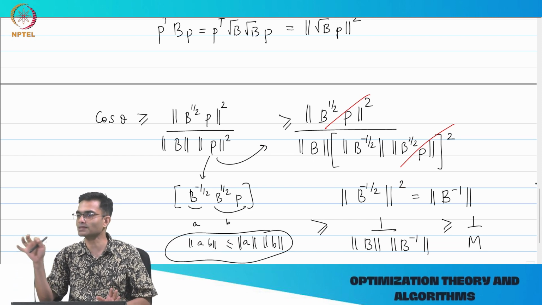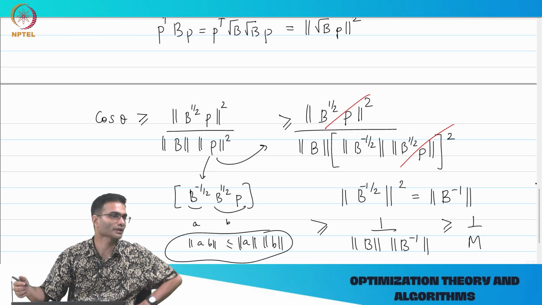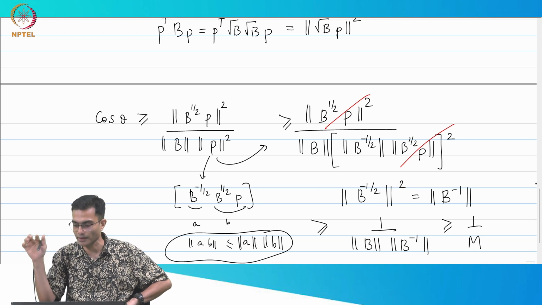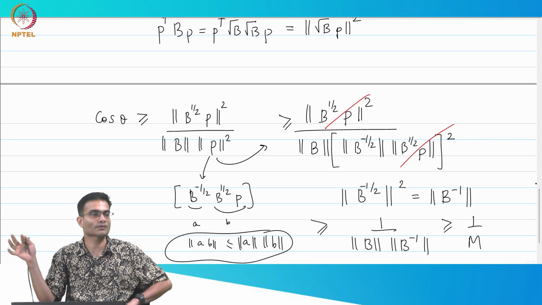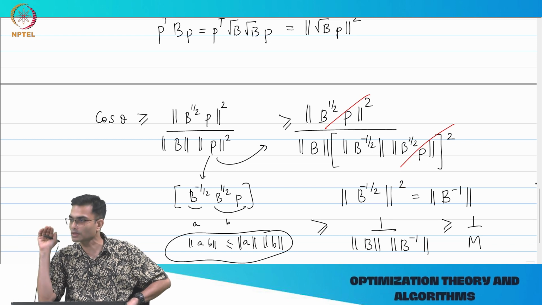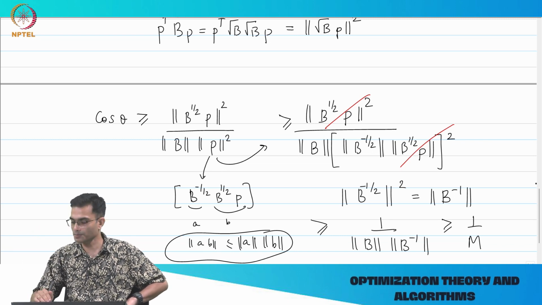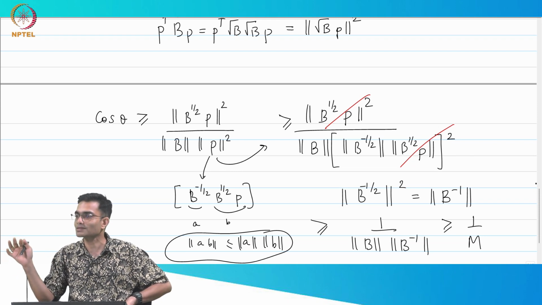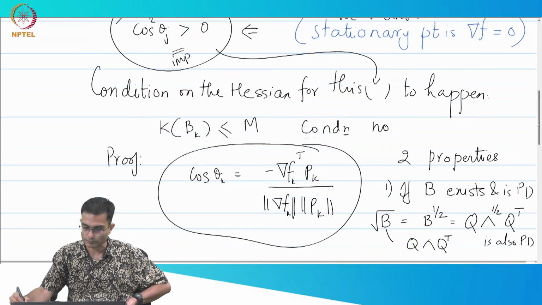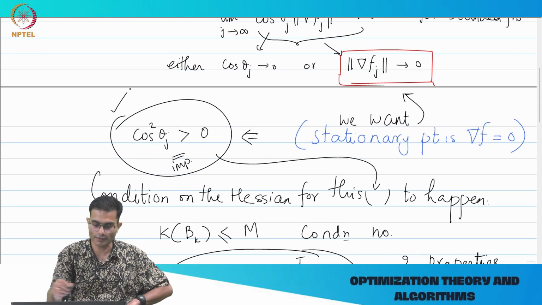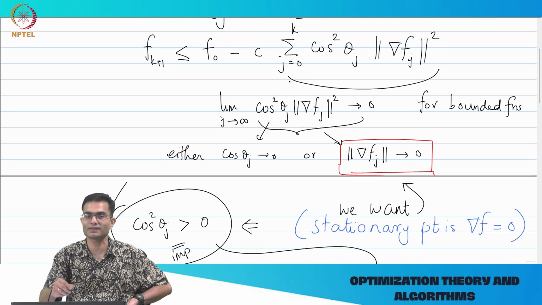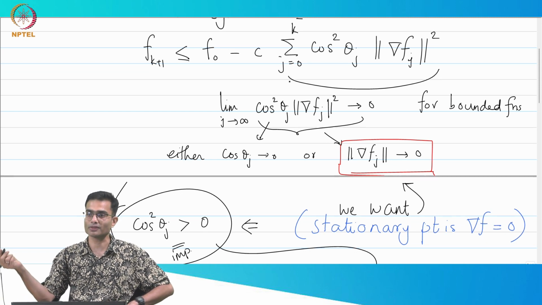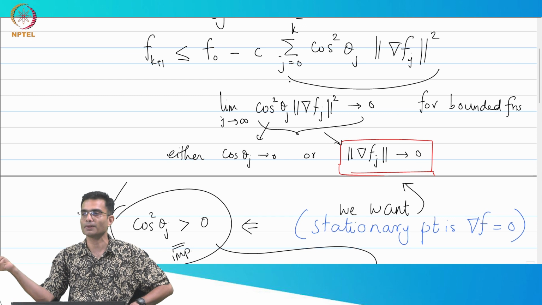If I was stuck with a p somewhere, then I'm in trouble because p could be anything depending on the iteration, right? Here I've managed to get it regardless of the direction p. I only got it in terms of b. Now regardless of the iteration, if you tell me that the condition number is at max m, this condition will always be valid. That means cosine theta is always greater than 1 by m, do whatever you want. If that is the case, then if you look back over here, if this is greater than 0, that means the only way this Zoutendijk condition is going to work is if grad f equal to 0. And if grad f equals 0, that means I have arrived at a stationary point.